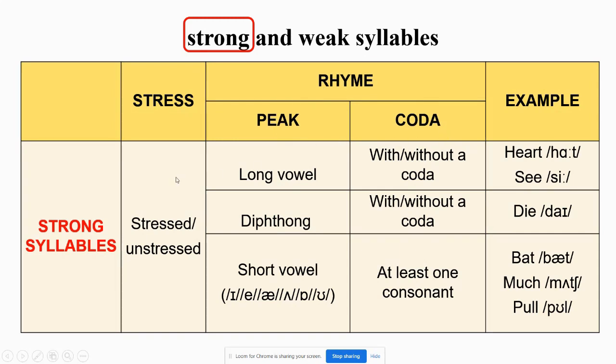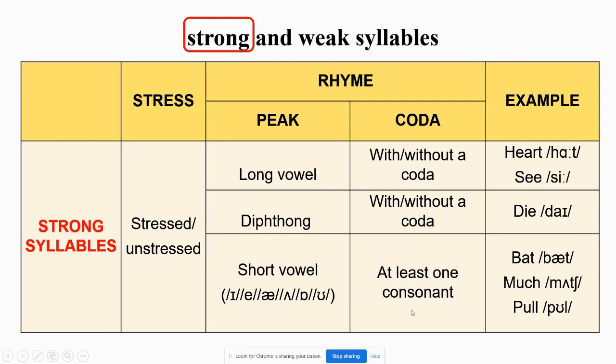First, a strong syllable can have its peak ranging from long vowels and diphthongs to short vowels. With a peak as long vowels or diphthongs, with or without a coda is both acceptable. For example, long vowels in "hot" and "see," and diphthongs in "die." With a peak as short vowels, however, there must be a coda. Some examples are "bet," "much," and "pull."